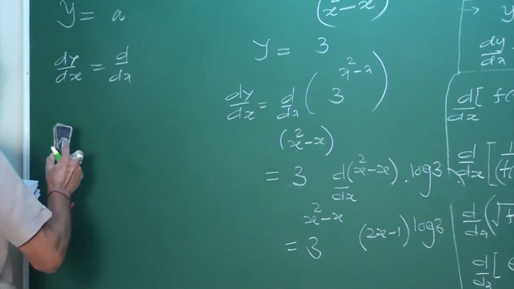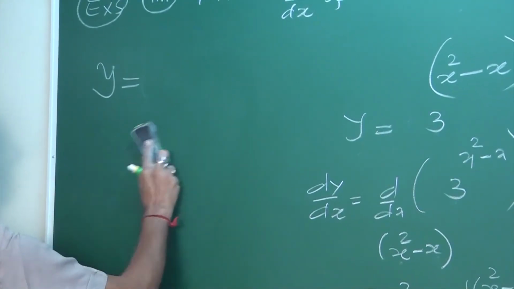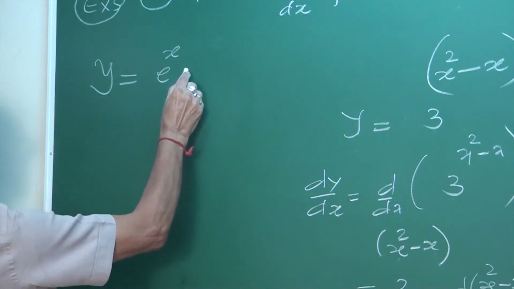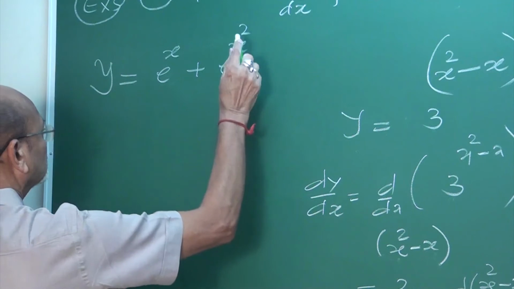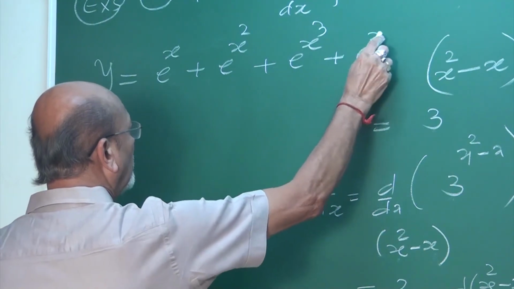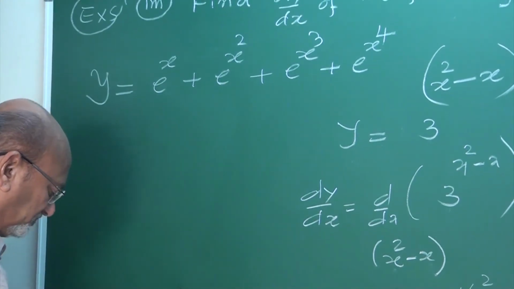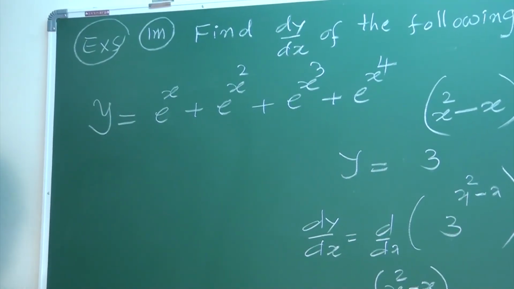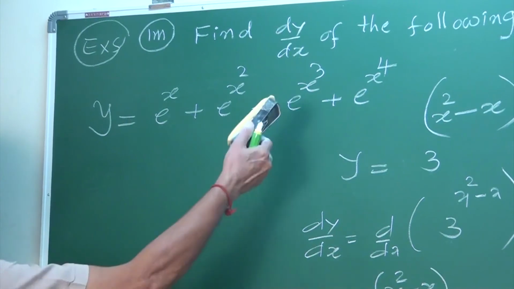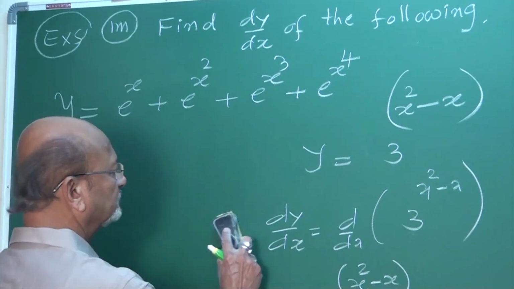Next is y equal to. This is in the model question paper. e to the power x plus e to the power x square plus e to the power x cube plus e to the power x to the power 4. I hope this is copied. Write one by one, that's all.